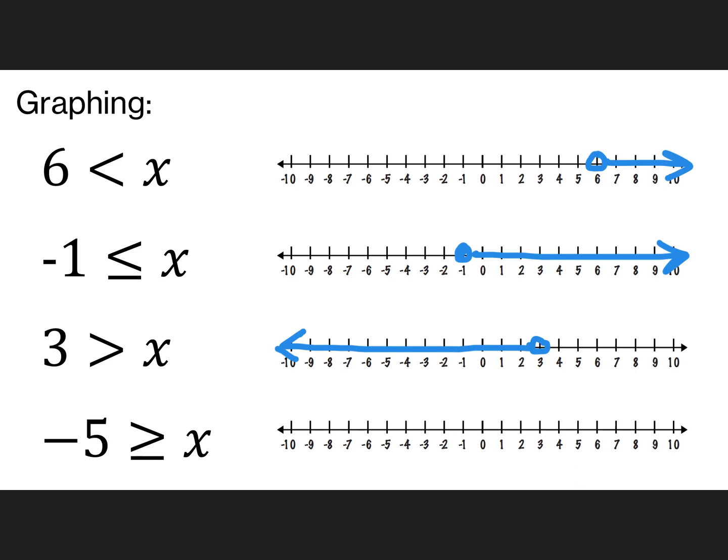Read it from the letter. X is less than or equal to -5. And so I'm going to find the -5, and I am going to fill it in because it can equal it. It says X is less than, so I'm going to the left. And there you go.